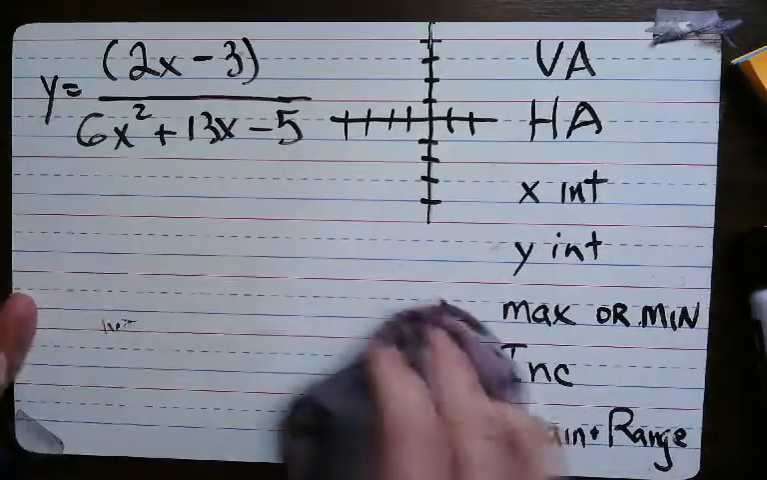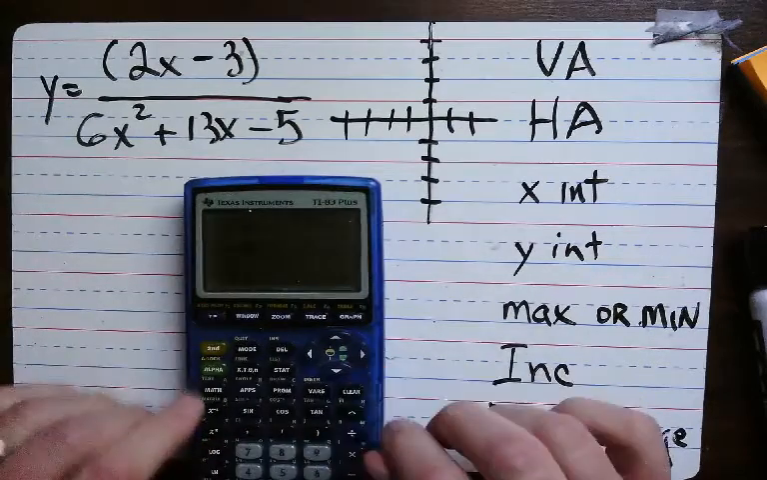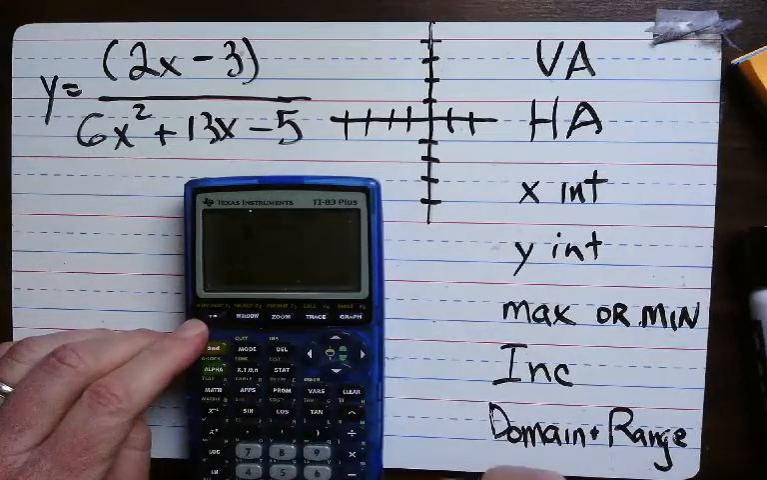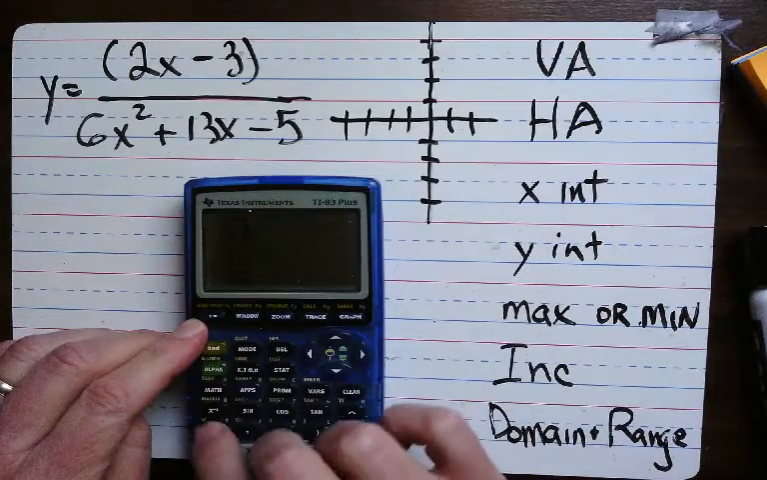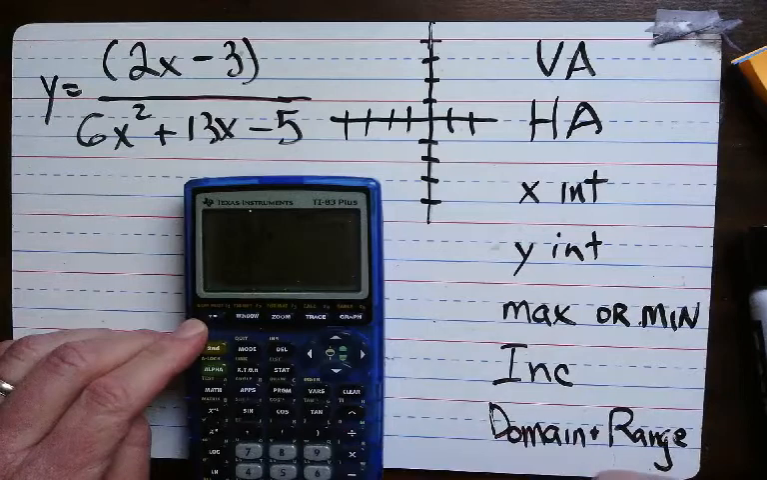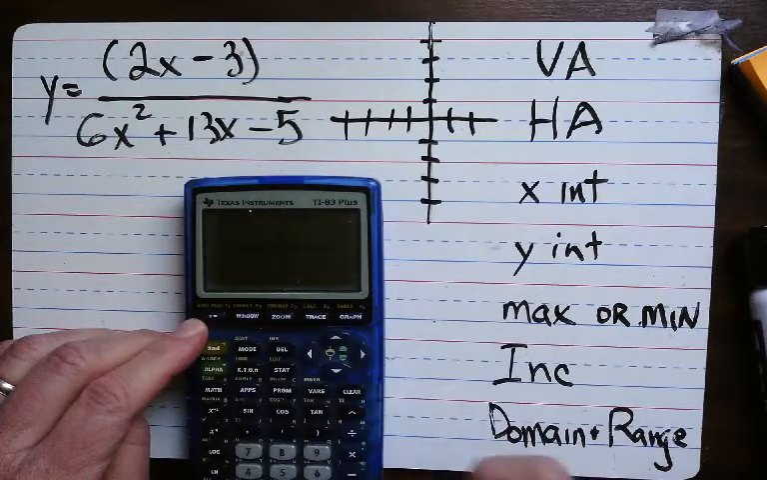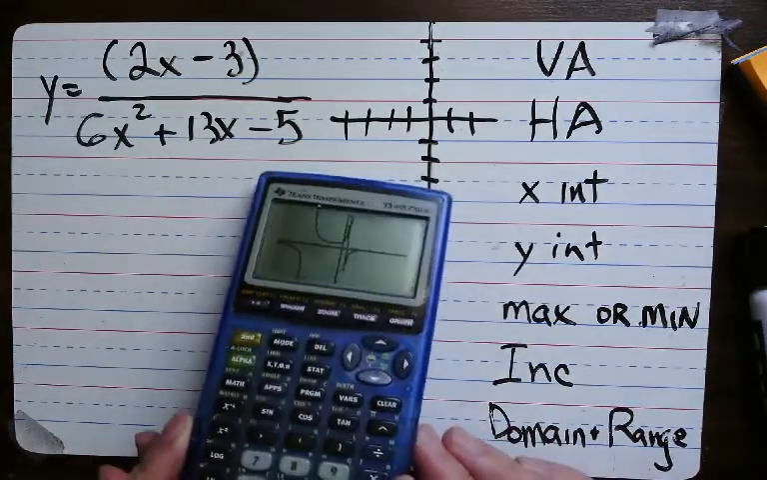So let's see what the graph looks like. Now you have to put parentheses on everything. So let's clean this all out. Parentheses 2x minus 3 divided by parentheses 6x squared plus 13x minus 5. Ta-da! I typed it in just right, I think. And then let's zoom in and see if we have a picture. All right, can you see that? There we go.